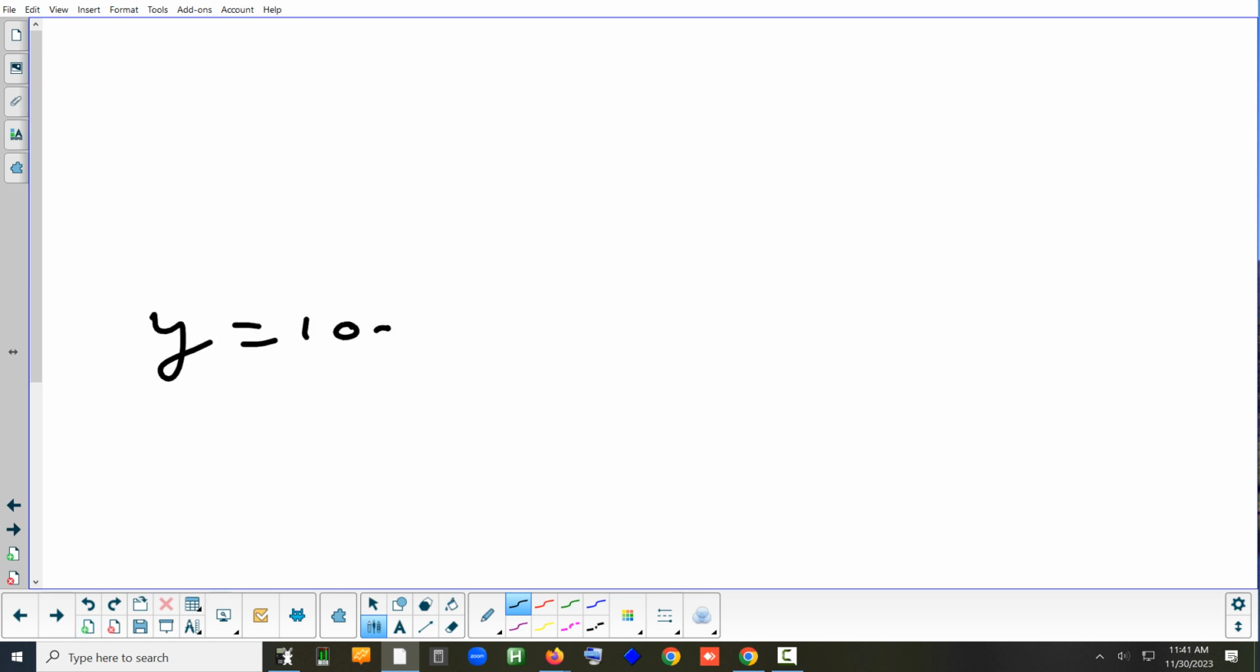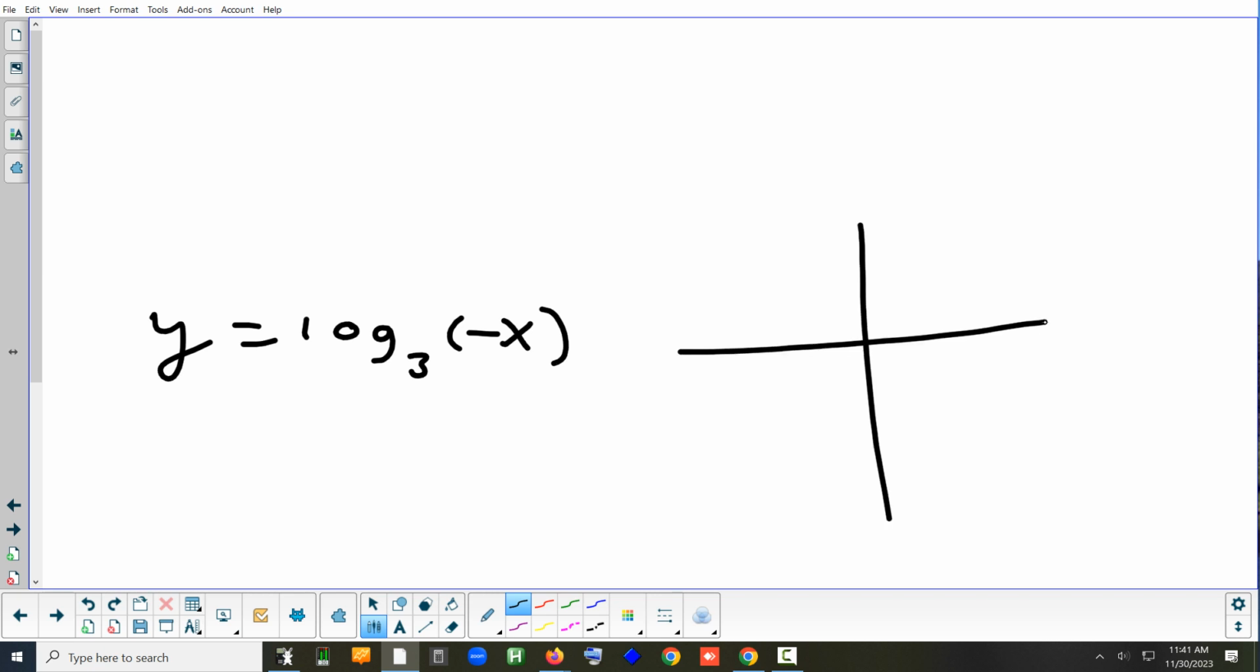So take this and reflect it like a mirror of 3 to the negative x. It's a mirror image over this line like that. Could you transform it?